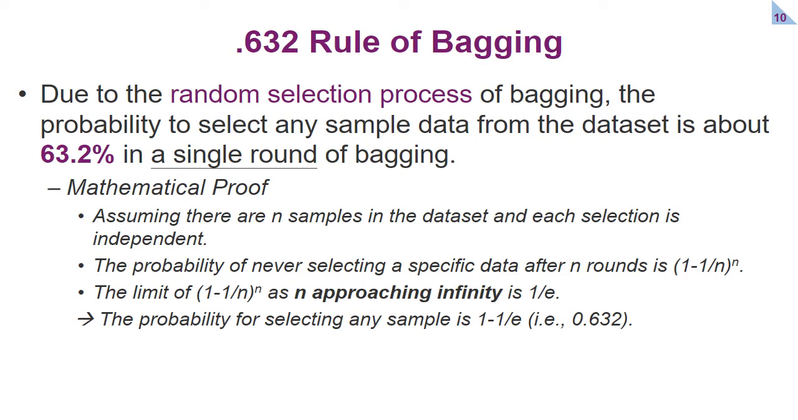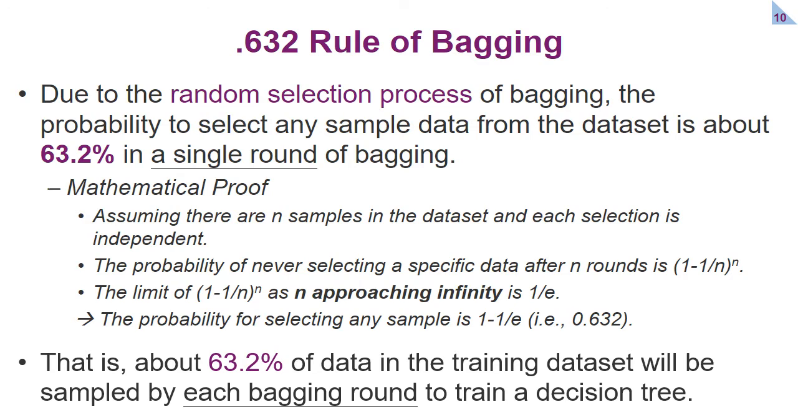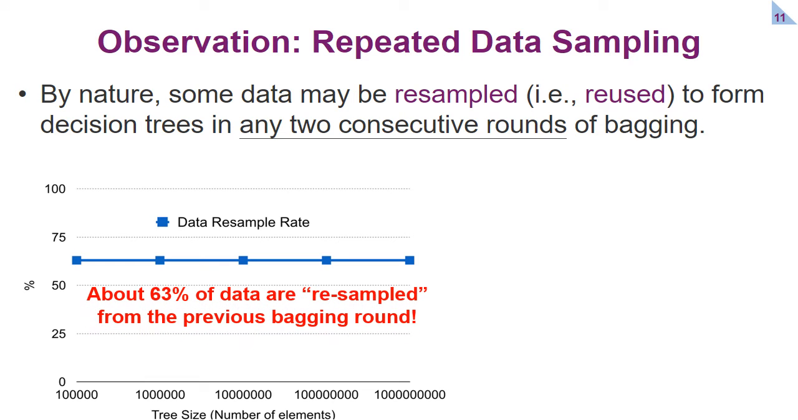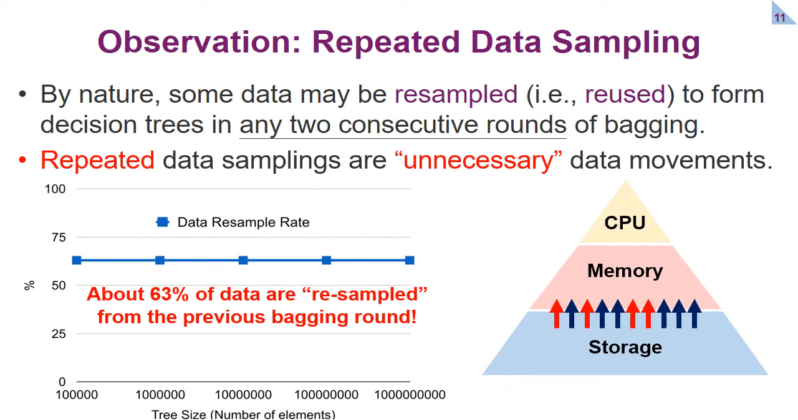Due to the random selection process of backend, the probability to select any sample data from the dataset is about 63% in a single round of backend. That is about 63% of data in the training dataset will be sampled by each backend round to train the decision tree. In this way, some data may be resampled to form decision trees in any two consecutive rounds of backend, and about 63% of data are resampled from the previous backend round. Therefore, it will introduce a lot of unnecessary data movements.